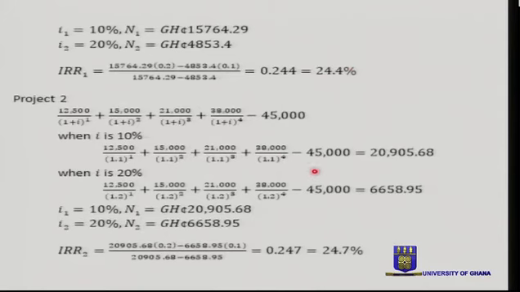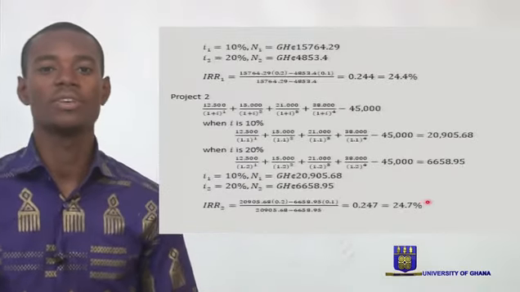So I do the same for machine B. Given this instance, I put in the same expression. You also take the initial interest rate at 10% and find the first NPV for project two. Then I take my arbitrary rate, which is 20%, and I find the second NPV for machine two. I do the same thing and then I find this. Okay, so then I have the two interest rates.